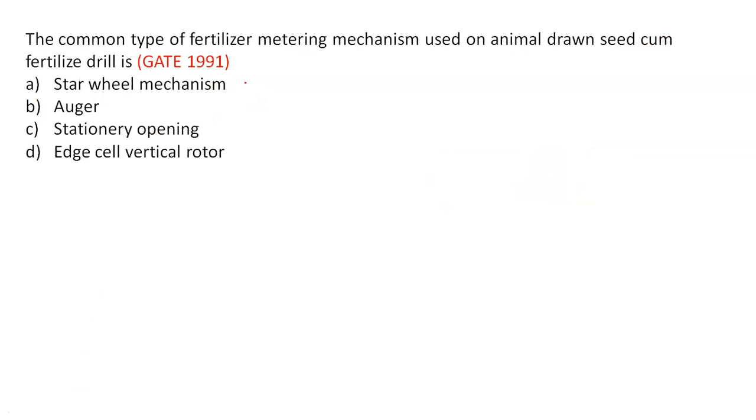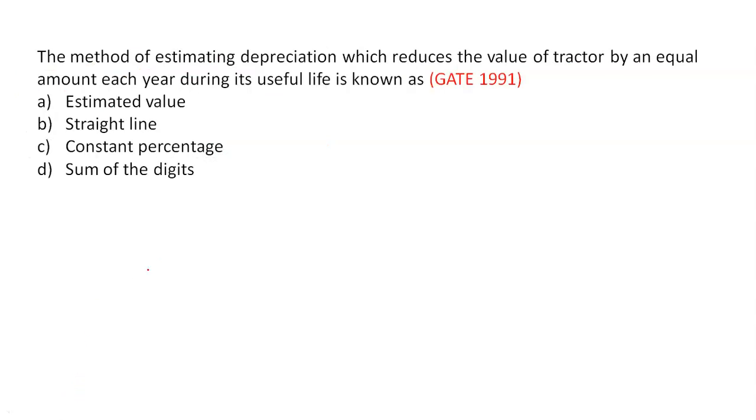Next question. The common type of fertilizer metering mechanism used on animal drawn seed cum fertilizer drill. Animal drawn seed cum fertilizer drill, we cannot use auger type, stationary open type, edge type. We can use only the star wheel mechanism. So option A is the correct answer.